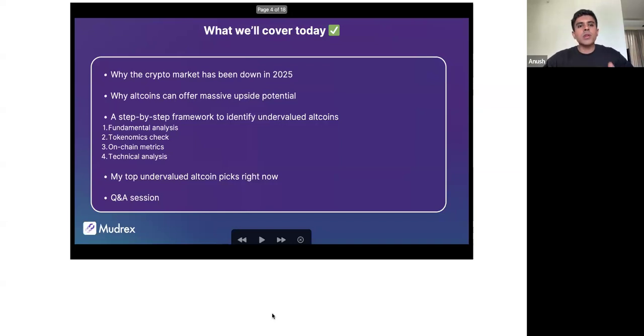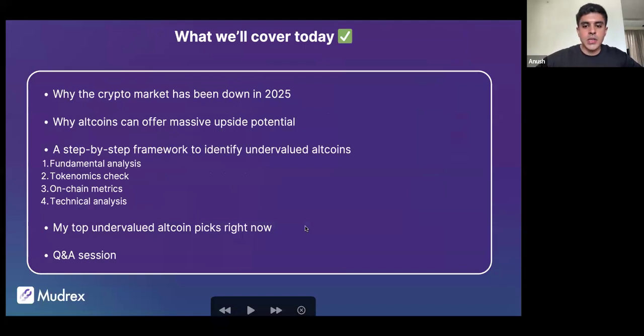We're going to go through a step-by-step framework that will help you answer questions like, does the project actually solve a real-world problem? Is the token priced fairly? What are the on-chain numbers saying? In other words, is there real usage or is it just hype? And from a technical standpoint, are we at a good entry point? We'll also look at some warning signs, how to avoid some risky coins as well towards the end. All right, so let's get the session underway.